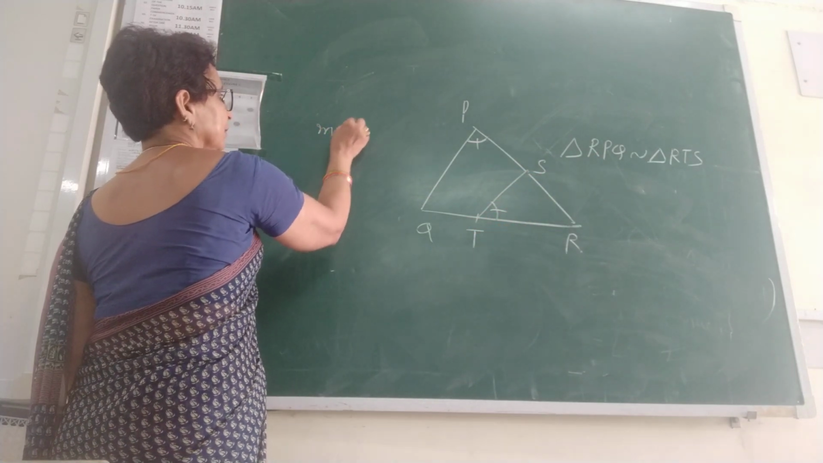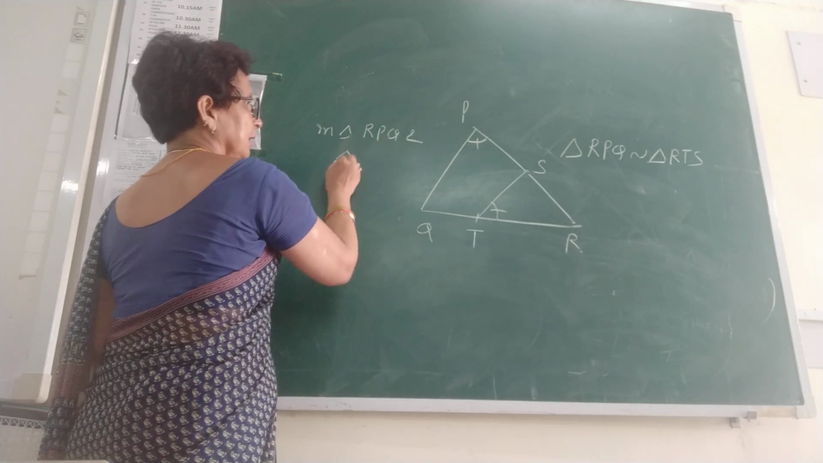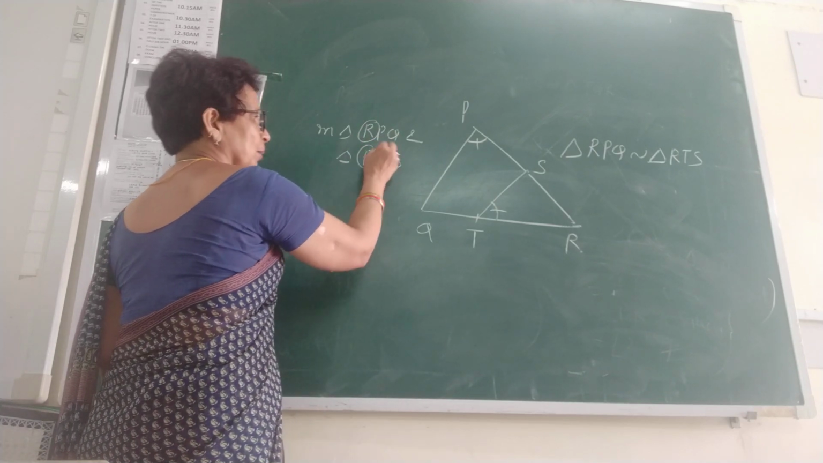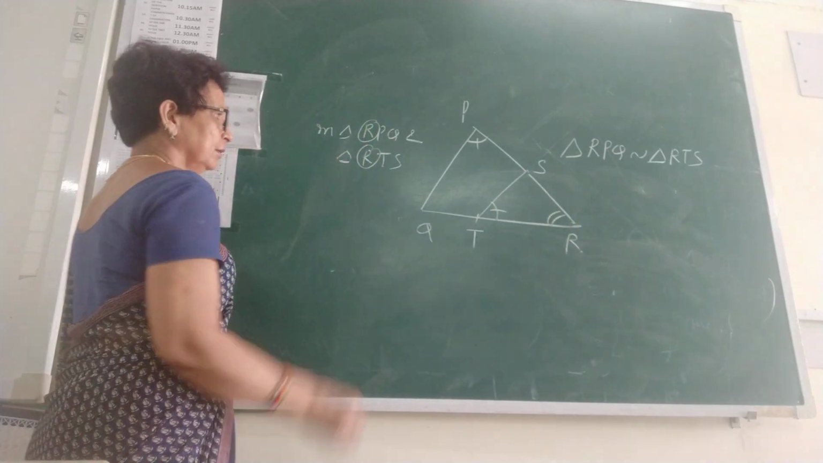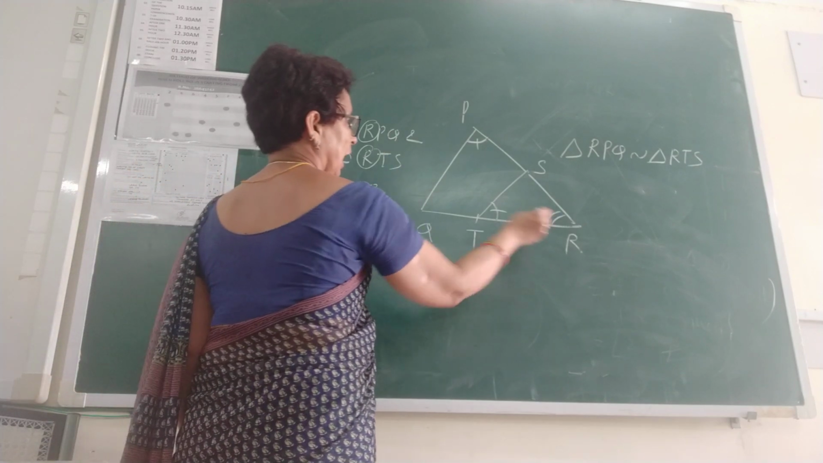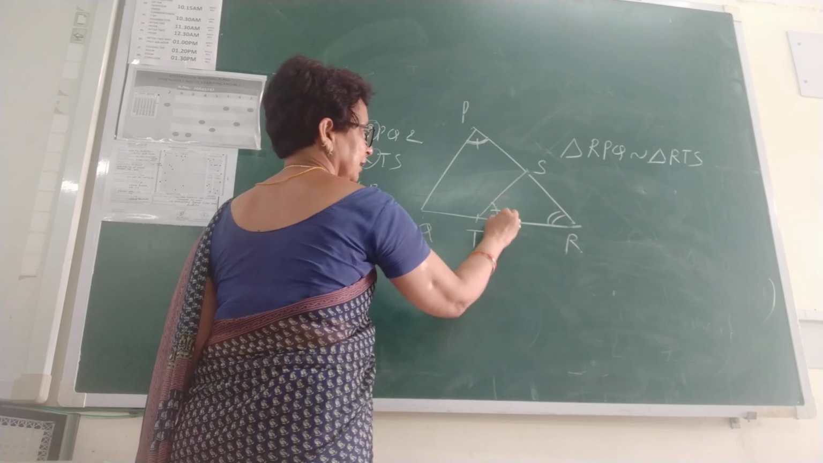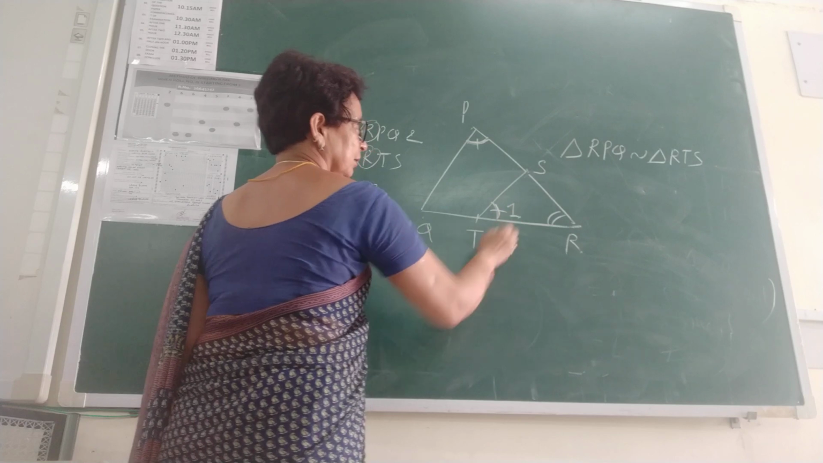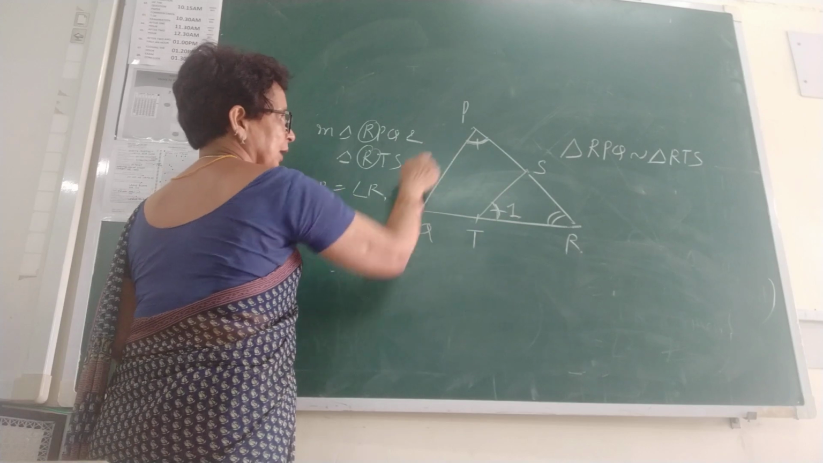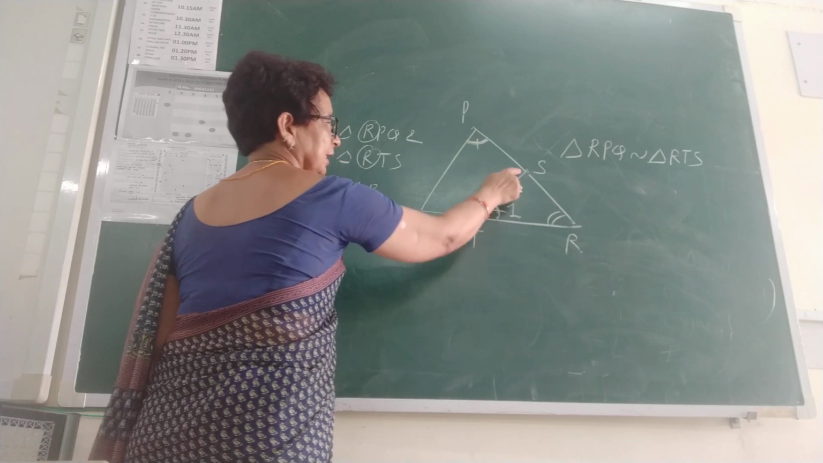In triangle RPQ and triangle RTS, angle R is common. Angle R equals angle R. For RPQ, angle P, and for RTS, angle 1, these are equal. Let it be number 1. So angle P of triangle RPQ is equal to angle 1 of triangle RTS.